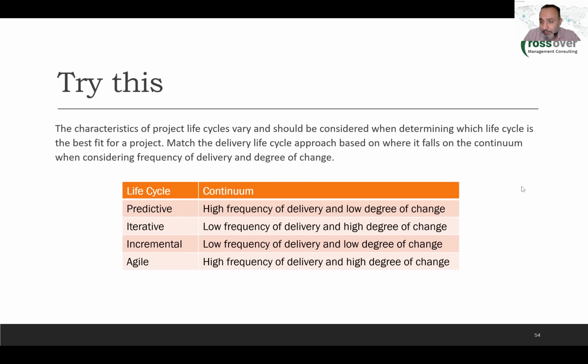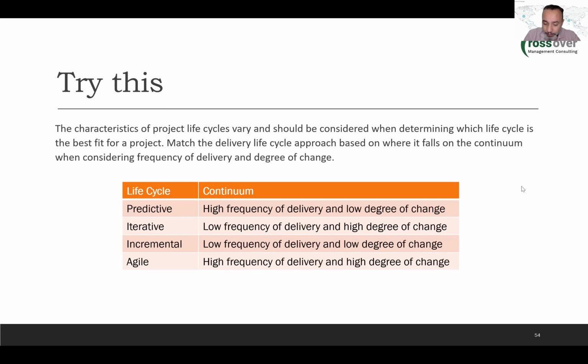High with high, right? Yes, high frequency of delivery and high degree of change. Correct. Excellent. So we solved two so far. Now let's see the iterative. What do we know about the iterative?